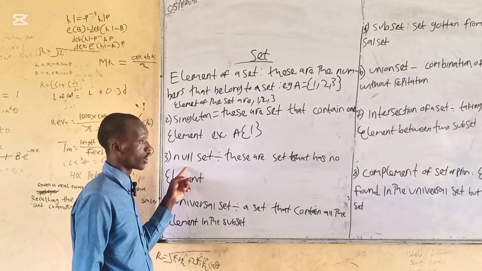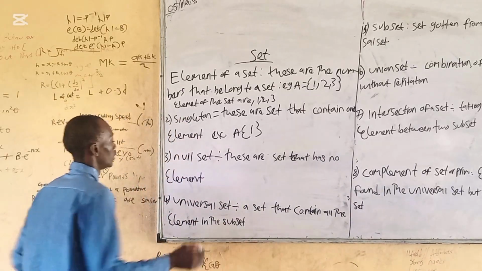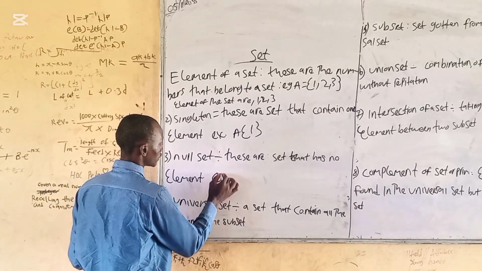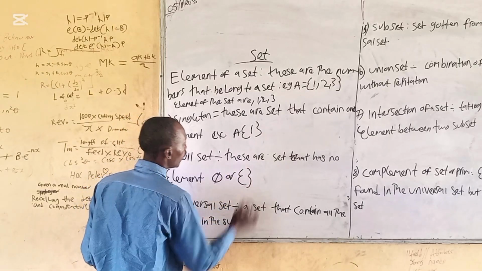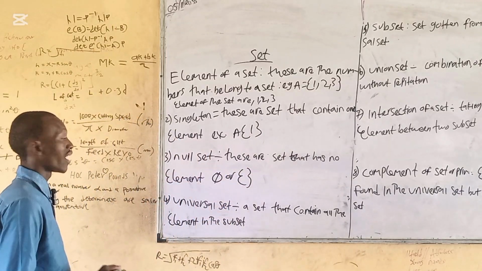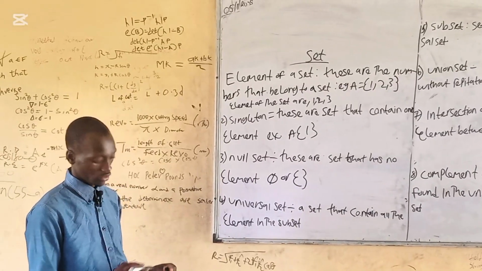Now, let's go to the null set. See, these are sets that have no elements. It's denoted like this or like this. Nothing is inside. They don't have any element. This is what I say is a set that has no elements.